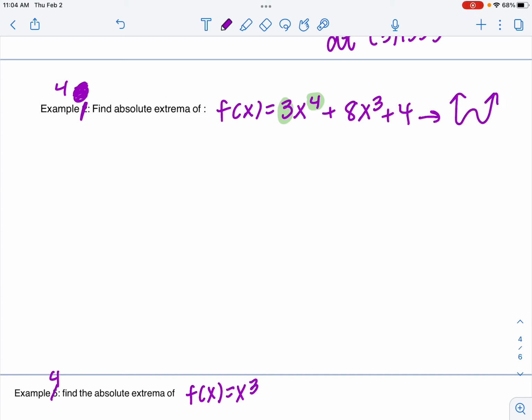So this is an example of one that has no absolute max because it goes up forever. But there could be some absolute max.